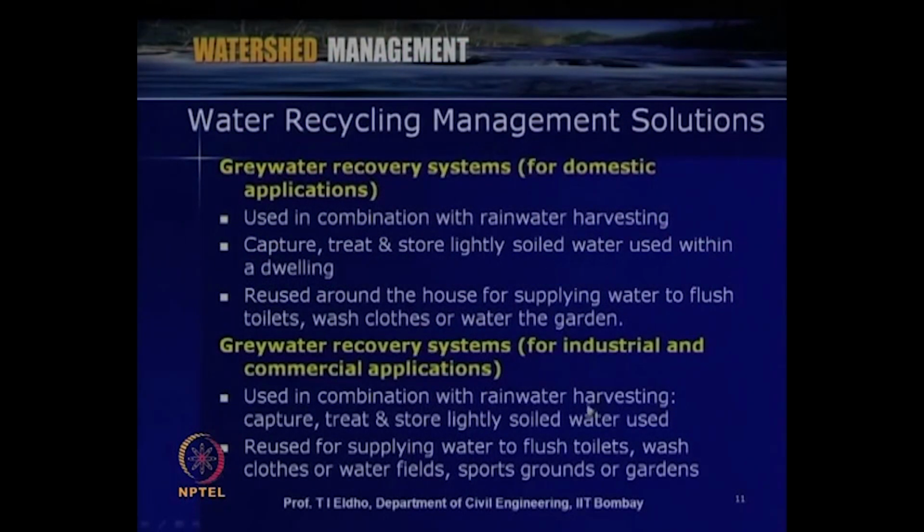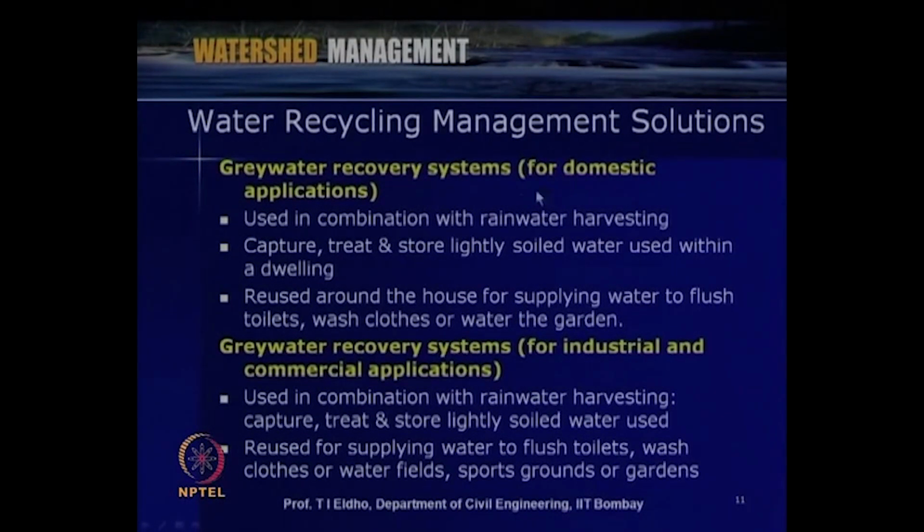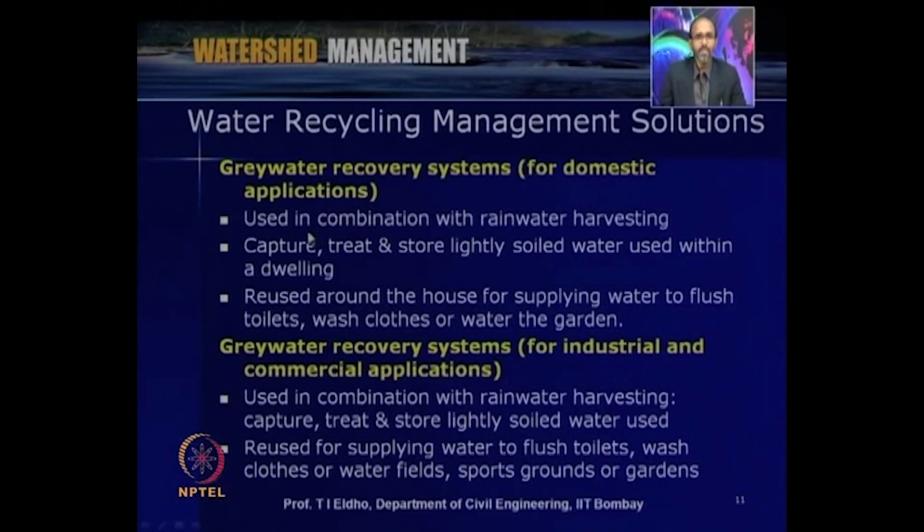This is what we will be discussing in detail. Here is the grey water recovery systems for domestic or industrial or commercial applications. We can use the recycled water in combination with rainwater harvesting as far as domestic applications are concerned, and then we can capture, treat and store lightly soiled water used within a dwelling in a residential area, or we can reuse it around the house for supplying water to flush toilets, wash clothes or water the garden. So, like that we can use grey water recovery systems for domestic applications.